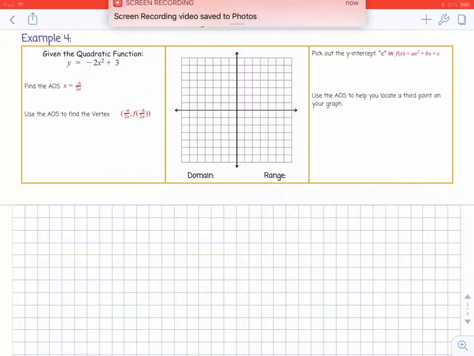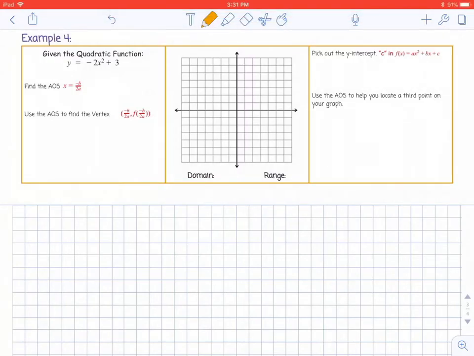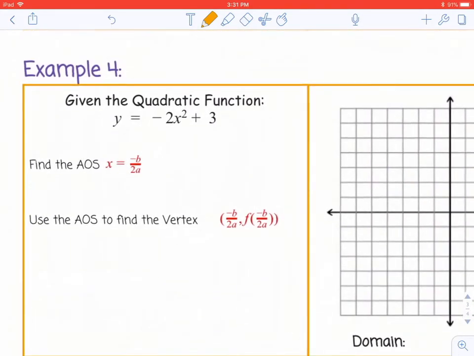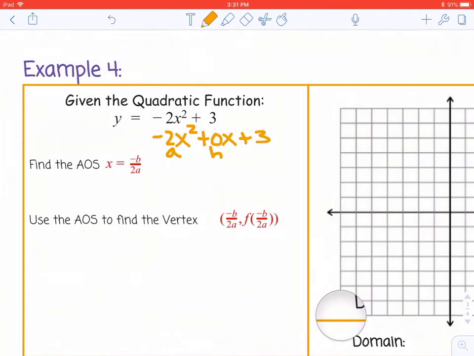For graphing parabolas, we're given the quadratic function negative 2x squared plus 3. In this case, we have a is negative 2, b would be a 0 that's not really there. So let me write this a little bit better. Our function is equivalent to negative 2x squared plus 0x plus 3. So your a is negative 2, your b is equal to 0, and c is equal to 3.